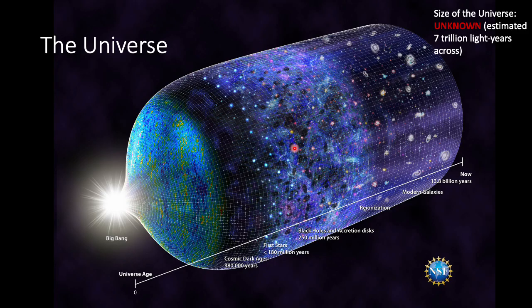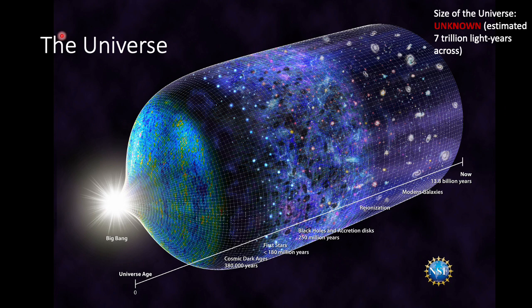And so this image is a representation of our universe's history at time 0 to now. And this image shows important transition points in the universe's history, from the cosmic dark ages to the first stars being born, to the death of those stars and black holes and accretion disks. There's a reionization period. We also find where a lot of the modern galaxies were created to now.